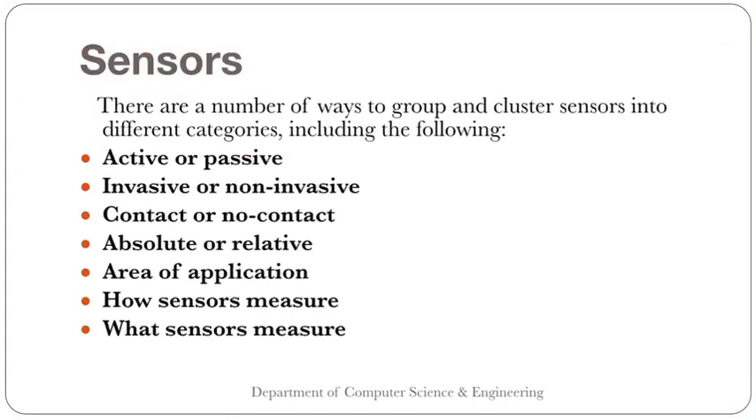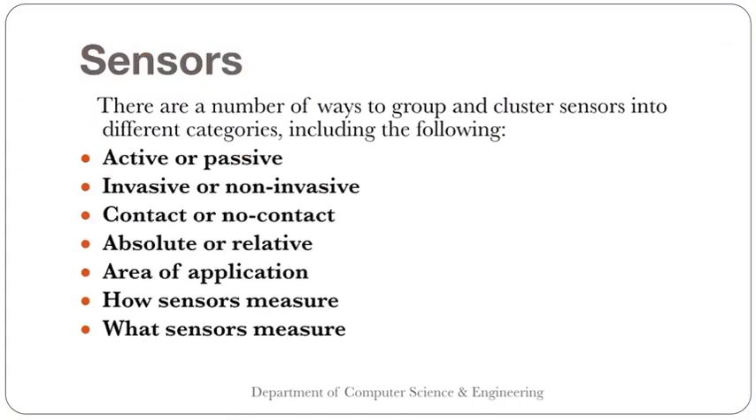Then contact or non-contact. If the sensor requires physical contact with what it is measuring, then it is contact; otherwise it is non-contact. The next one is absolute and relative. If they measure on an absolute scale, then it is absolute, or if based on a difference with a fixed or variable reference value, then it is relative, relating to some value or a point.